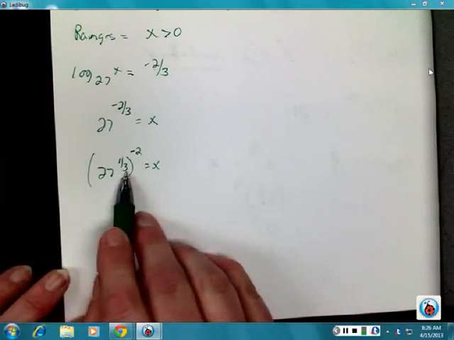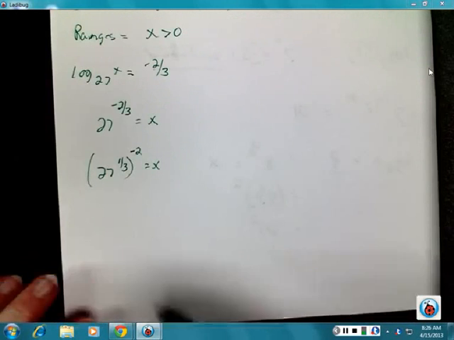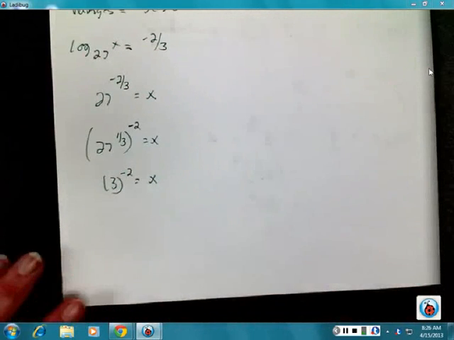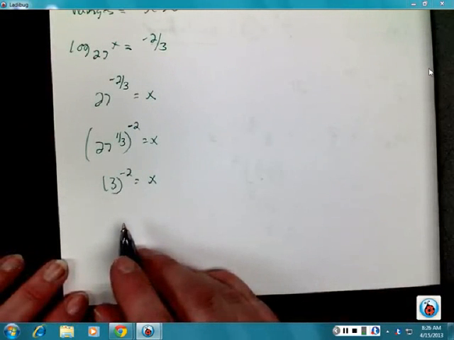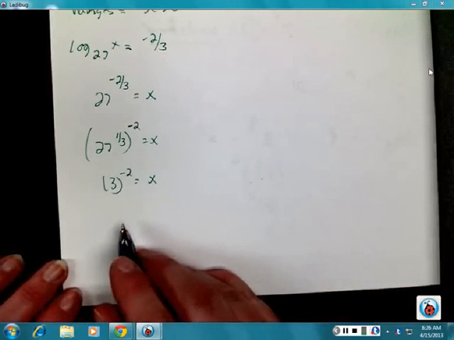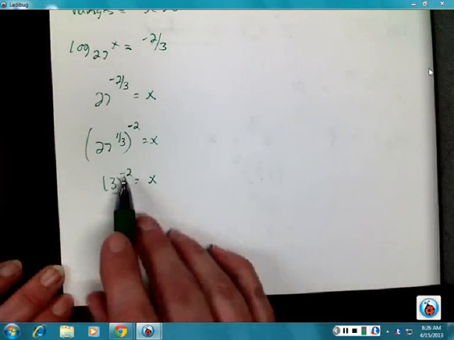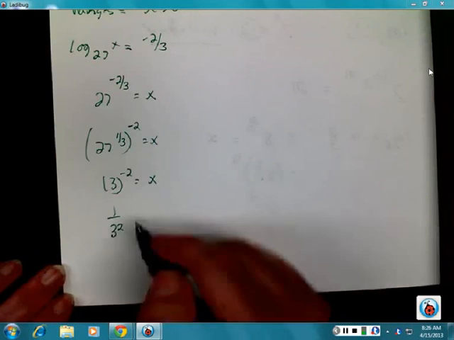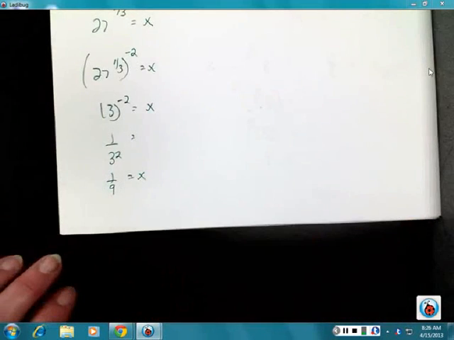27 to the 1/3, or the cube root of 27. You guys remember that one? 3. And 3 to the negative second power is what? The negative 2 means it's got to go to the bottom. So I end up with 3 squared becoming positive. So really my answer is 1/9.